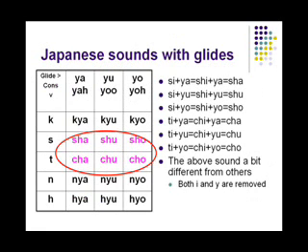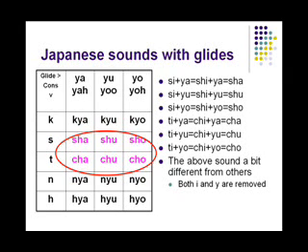Let us look at the table now. The first column has the consonants K, S, T, N, and H. The first row has the sounds ya, yu, and yo. The cell intersections contain the glide sounds. K gives rise to kya, kyu, and kyo. S gives rise to sha, shu, and sho. T gives rise to cha, chu, and cho. N gives rise to nya, nyu, and nyo. H gives rise to hya, hyu, and hyo.